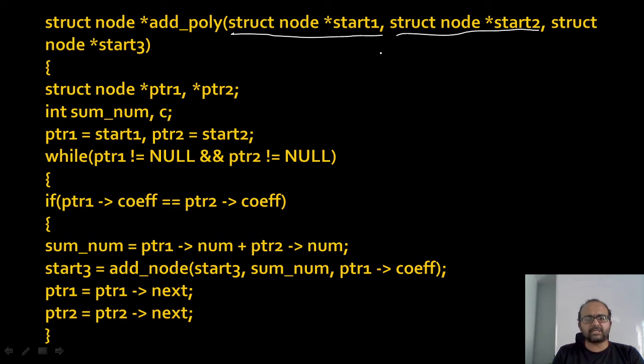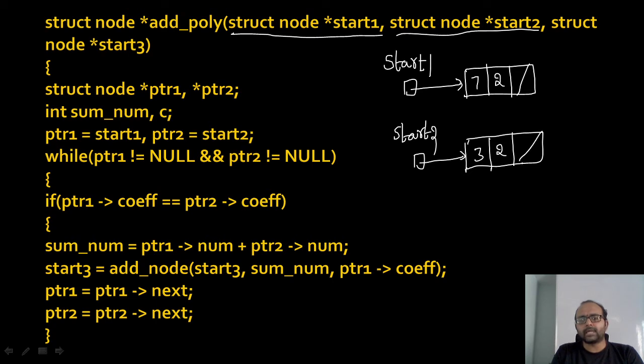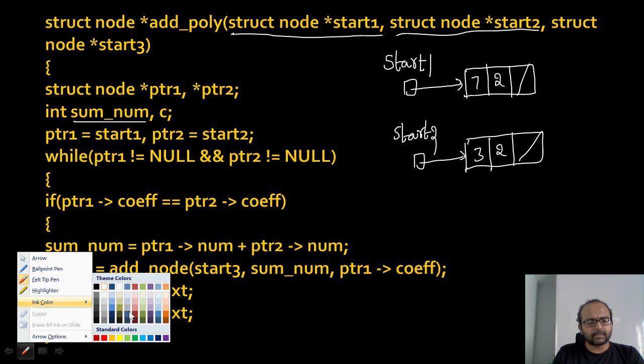So let's consider in this case, start1 is the pointer which is pointing to, let us suppose, 7, 2, and this is null. And similarly consider the start2 pointer. Start2 pointer is pointing to 3, 2, null. Okay, so first we need to perform this summation operation. For that purpose we are taking sum underscore num.